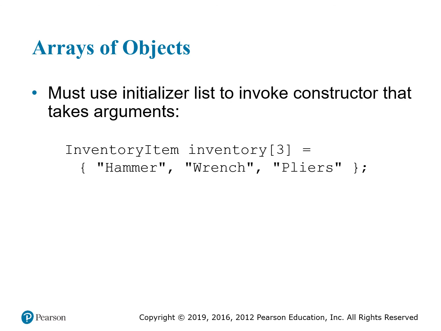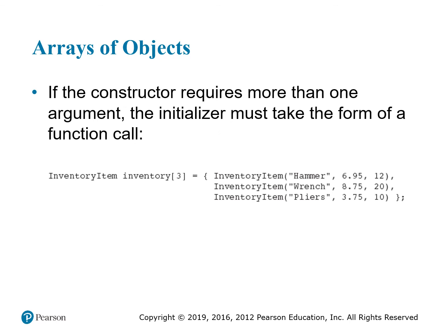You can invoke the constructor by using an initializer list as if you were creating an array of ints or an array of strings or an array of whatever else. However, that only works if the inventory item only has one variable in its constructor. If you need to call something that also has, say, a price and a number of items, then you have to call the entire constructor function in the initializer list, which is really inconvenient, but it works, and that's what we got.